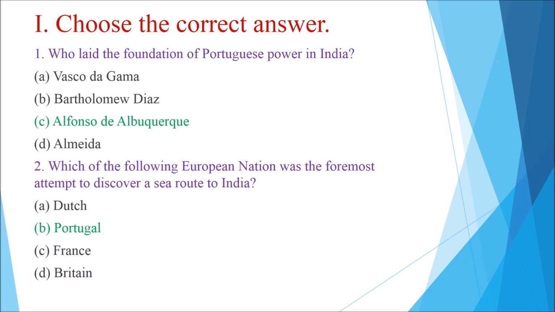Question number 2. Which of the following European nation was the foremost attempt to discover a sea route to India? Option A, Dutch. Option B, Portugal. Option C, France. Option D, Britain. So the answer is option B, Portugal.